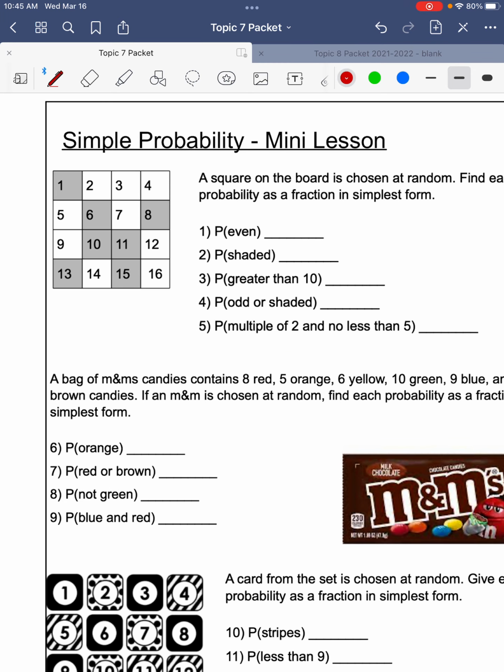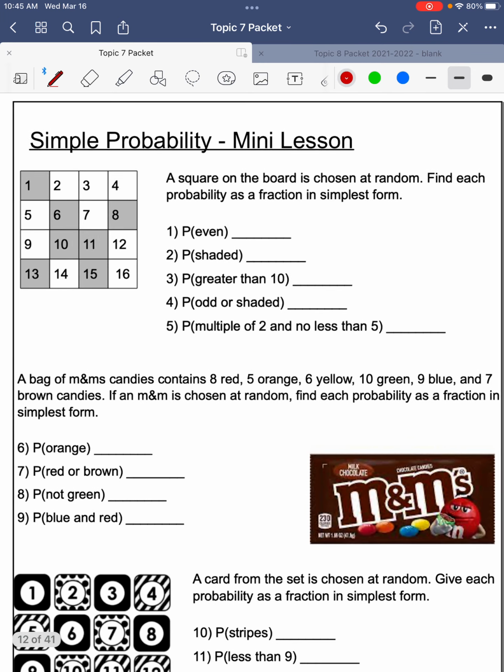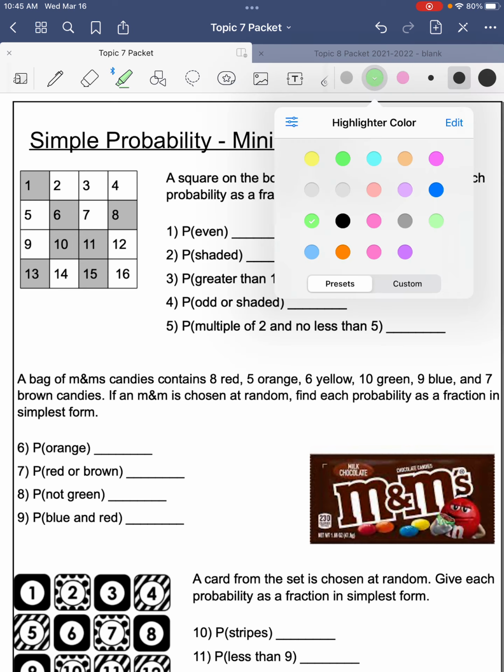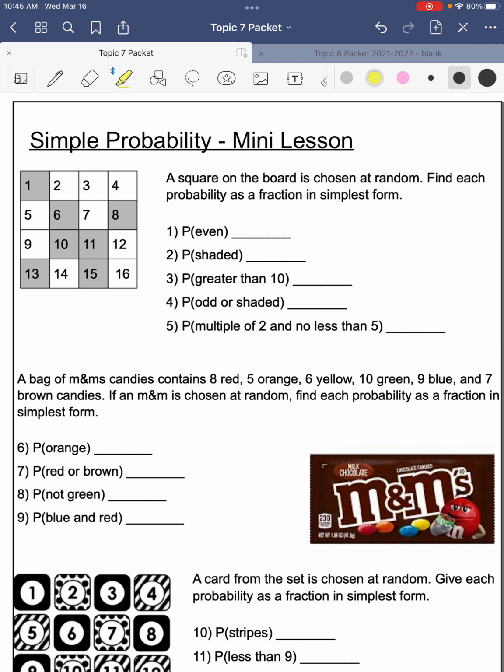So part one, we're looking at this square board and it says a square on the board is chosen at random. Find each probability as a fraction in simplest form. I'm just going to let you know that on your basic skills quiz and on your test, most often you are going to give probability as a fraction in simplest form. And don't forget that simplest form means that you have to reduce your fraction. So for example, if you get the fraction 2/4, you need to reduce that to 1/2, okay? Now, let's go ahead and get started.